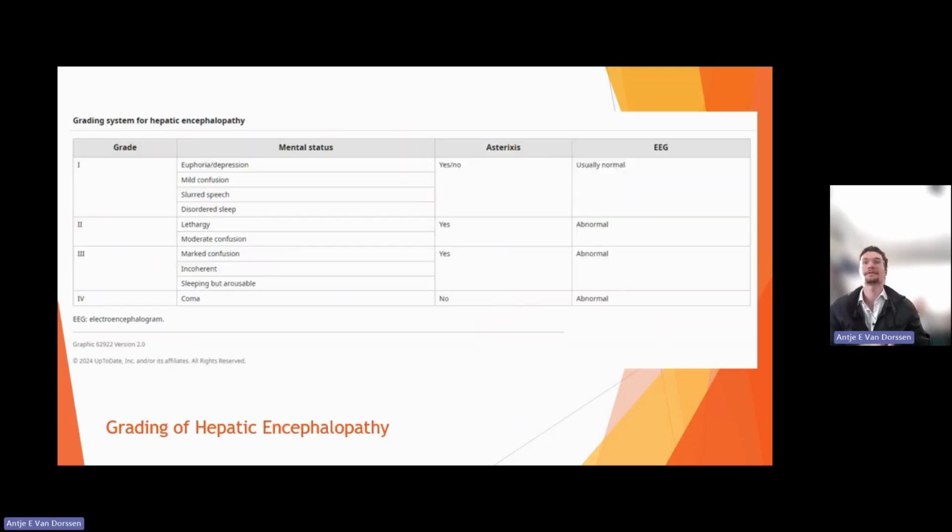So the grading of hepatic encephalopathy is here, grade 1 through 4. Grade 1, they can feel euphoric or depressed, mildly confused, slurred speech, some disordered sleep. They may or may not have asterixis.